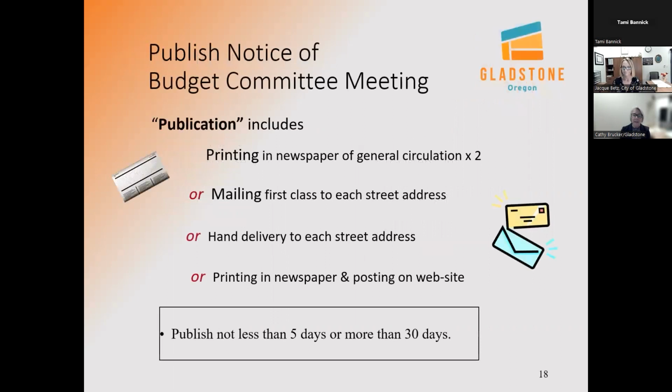So the other thing that is very important on here is publishing the notices of the budget committee meetings. Publication includes printing in newspapers of general circulation or mailing first class, hand delivery, or printing in newspapers and posting on websites. So you can see there are various methods of publication allowed, and it is a very important step, the start of the public notification process.